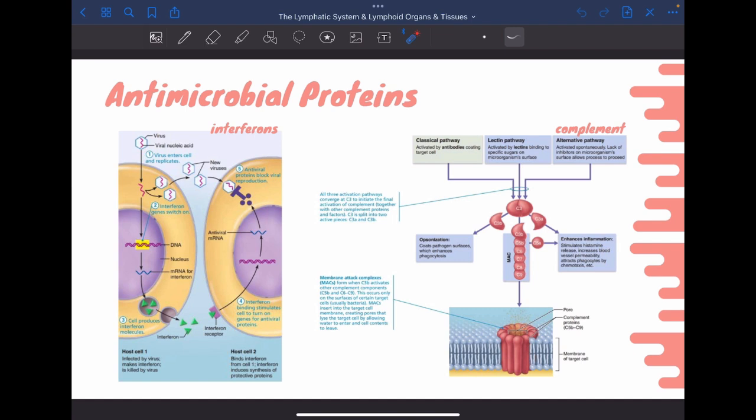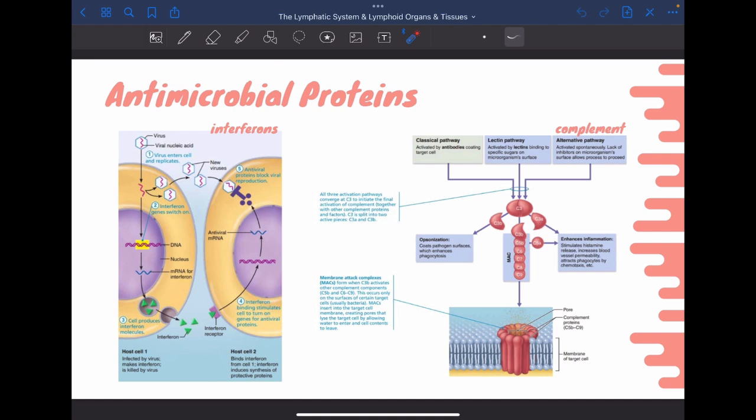But what it can do is go and alert other cells via interference. So how can it do that? Basically, when the cell is infected by the virus, the interferon gene can get switched on, and then this allows the interferon to bind the interferon receptor on nearby cells. Why is it doing that? To tell the other cells to not synthesize any other proteins, to degrade viral RNA, and so on.